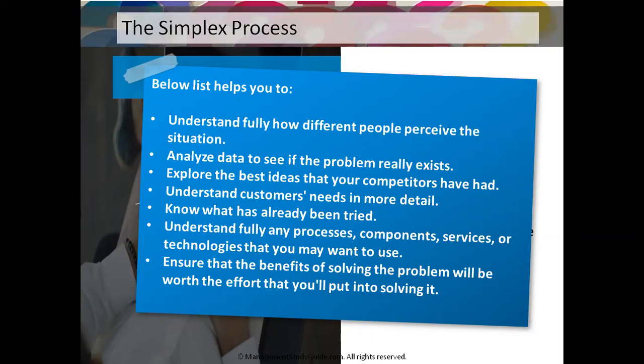explore the best ideas that your competitors have had, understand competitors' needs in more detail, know what has already been tried, and then understand fully any process, components, services, or technologies that you may want to use, and then ensure that the benefit of solving the problem will be worth the effort that you put into solving it.